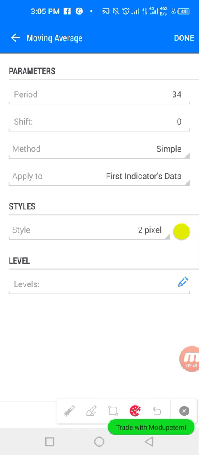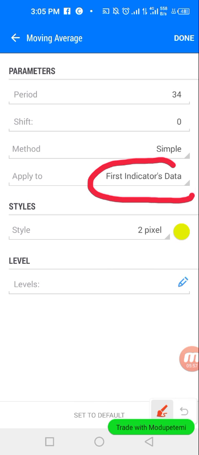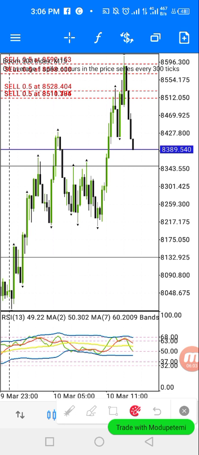Then we have the final but not the least, which is our moving average. The period is 34, shift is 0, method is simple, apply to first indicator window. Please pay attention to this. They are very, very important. So you click on done. Once you are done, right?